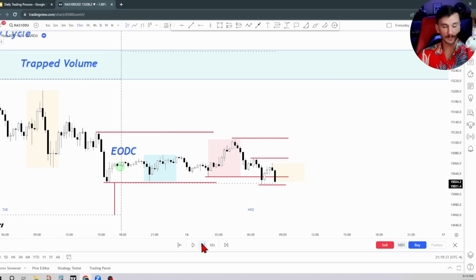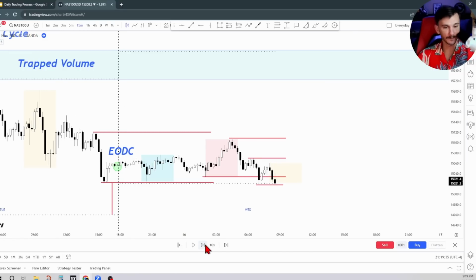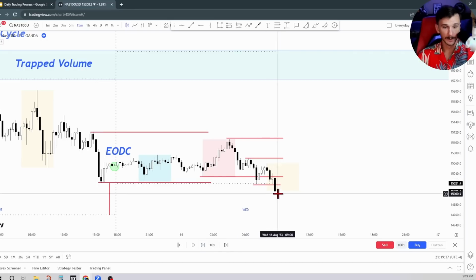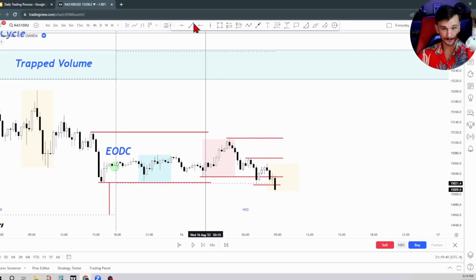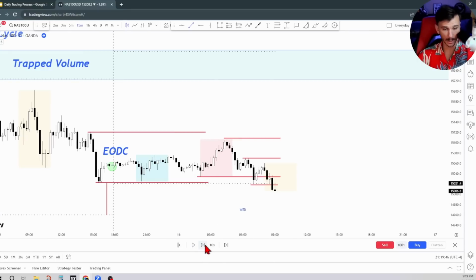Now, once the session begins, all I'm doing is waiting for the first hour to trade. Pretty simple. There is 8:45. That means that at the close of the next candle, I'll be able to see where was the high and the low of the session. So there is 8:45.